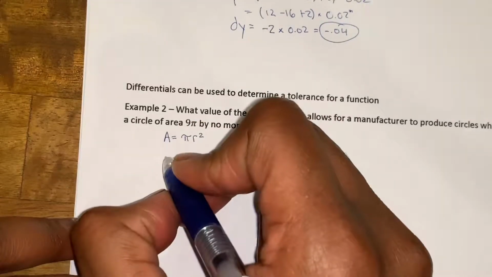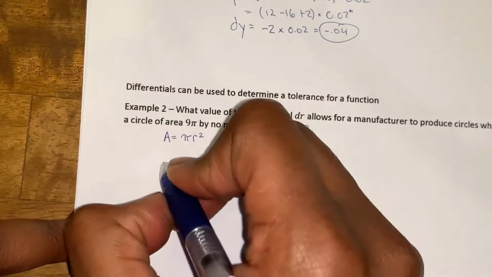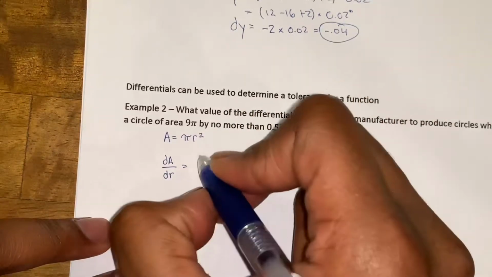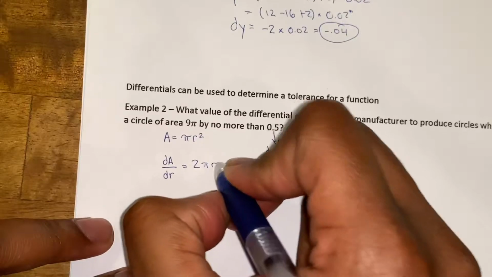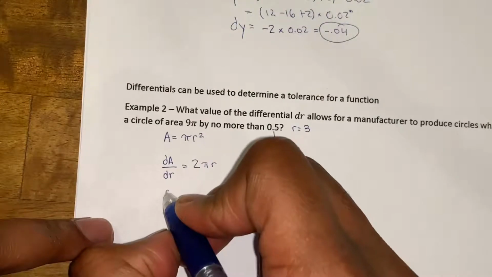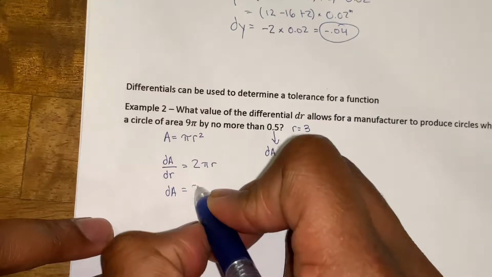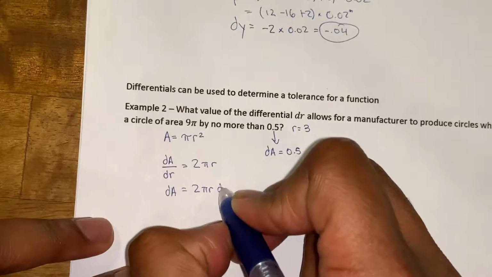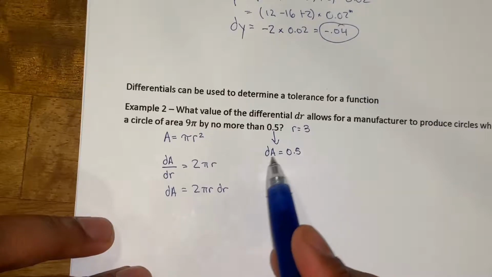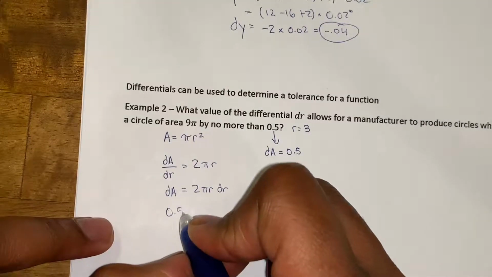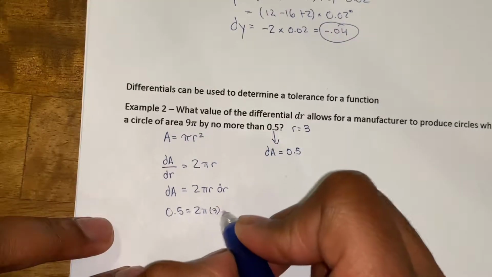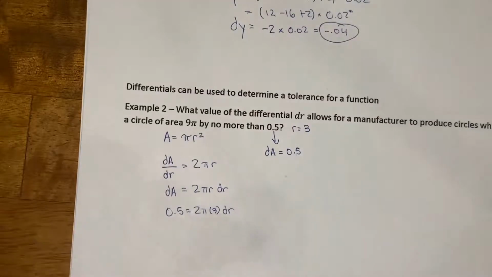So when we calculate the derivative, the radius is the variable. So we get dA over dr equals 2 pi r. We multiply dr to the other side, so we get dA equals 2 pi r dr. So again, dA is 0.5, so we have 0.5 equals 2 pi times r, which is 3, times dr.